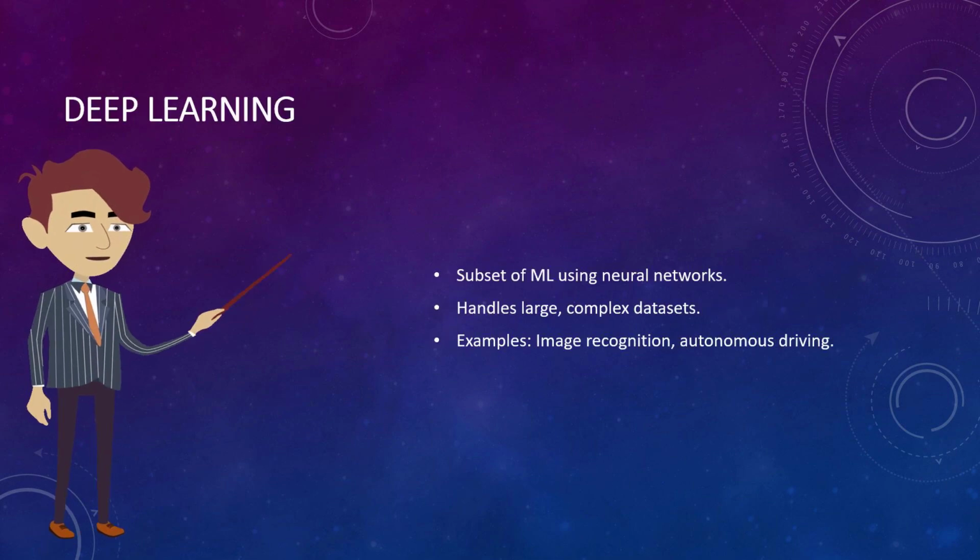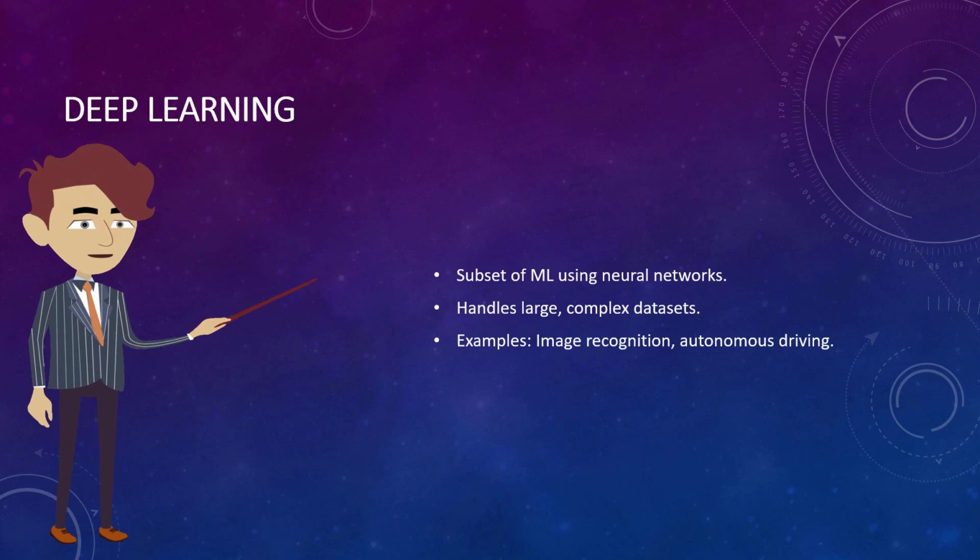The next technology which is used in artificial intelligence is something known as deep learning. Deep learning is a kind of subset of machine learning, but it uses something similar to a neural network. It can handle large, complex data sets and everything.